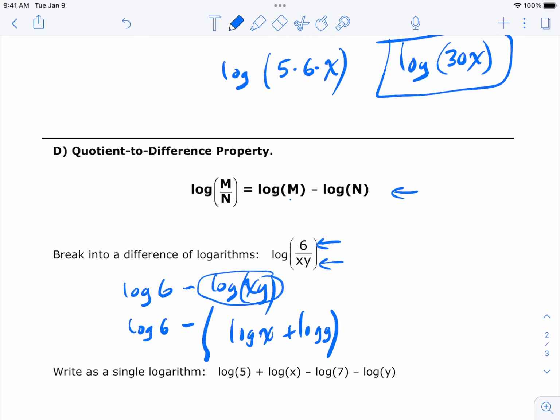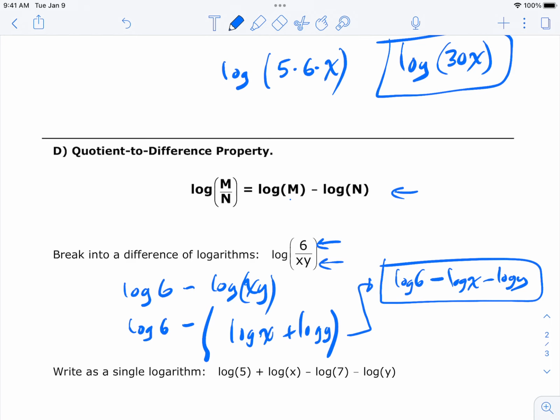So the log of xy, like this, is the same as the log of x plus the log of y, like this. So if you want to subtract this thing, you have to put it in parentheses to keep it as a single object. I'm subtracting that thing. And that's extremely important because a minus in front of parentheses tends to change things around, right? So we've got a log of 6 in front, distributing the minus, I get minus a log of x, and then minus a log of y. That would be our final answer there, splitting it up all the way: log of 6 minus log of x minus log of y.